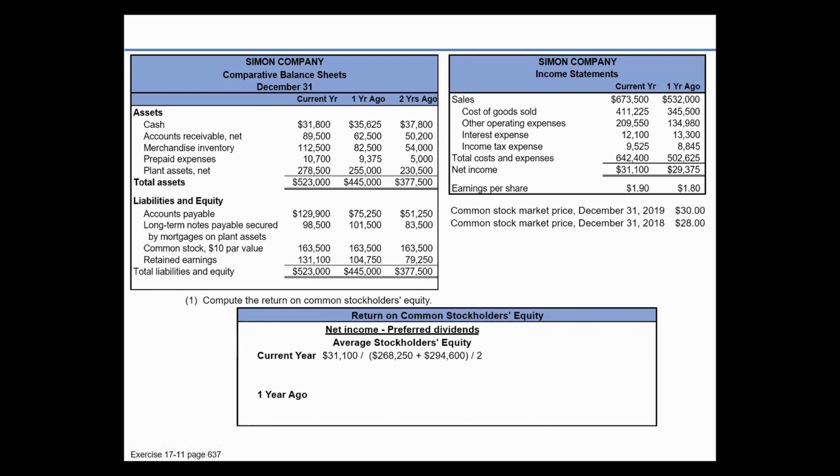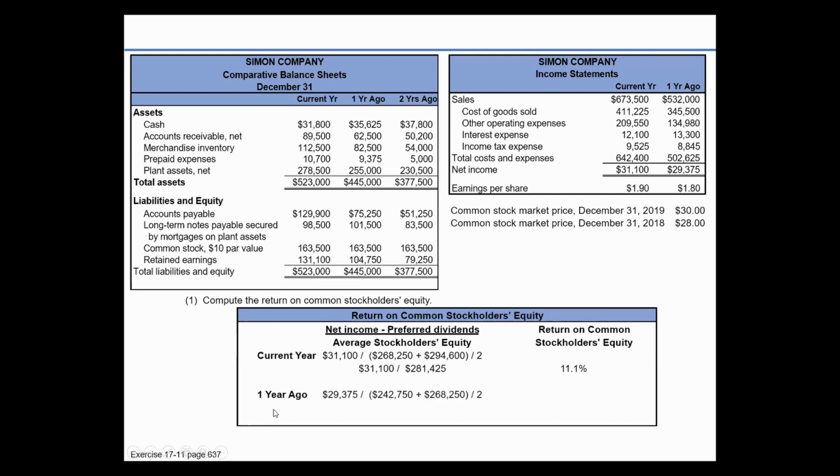So again, if we're figuring it out for the current year, it would be the current year and 1 year ago. So we come out to 281,425. And then again, the net income of 31,100. So we take 31,100 divided by 281,425. So the return on common stockholders' equity is 11.1%.